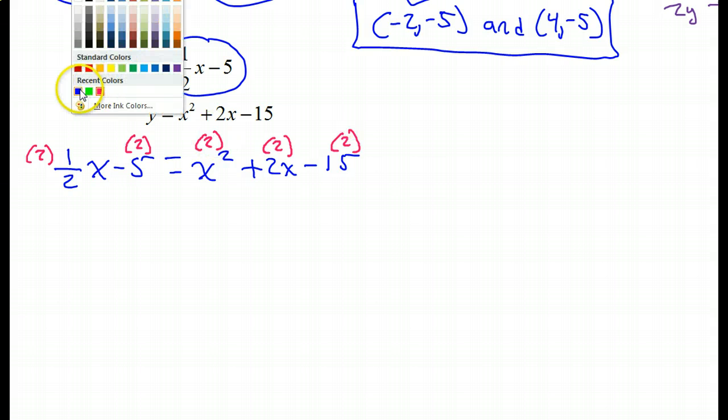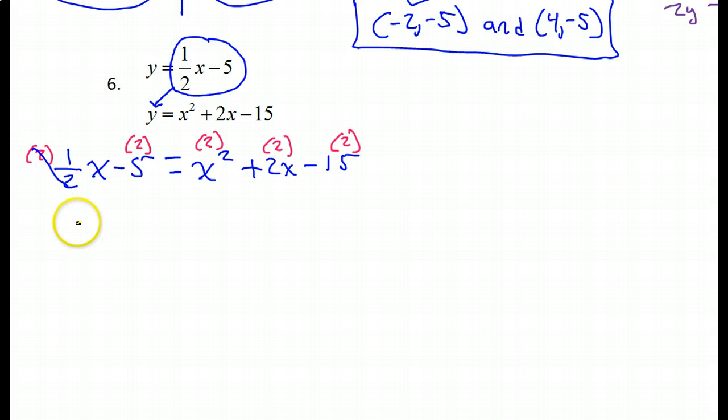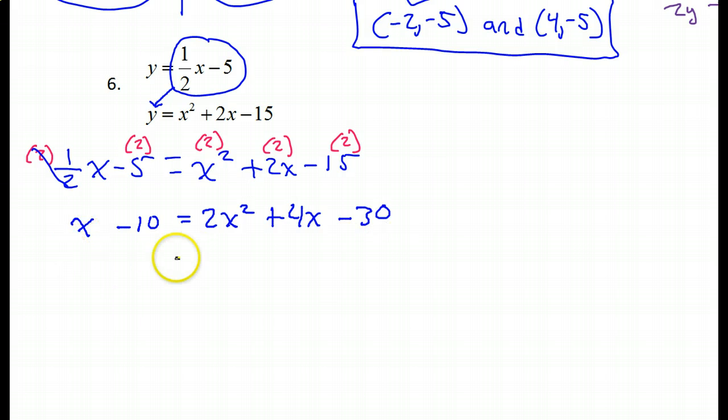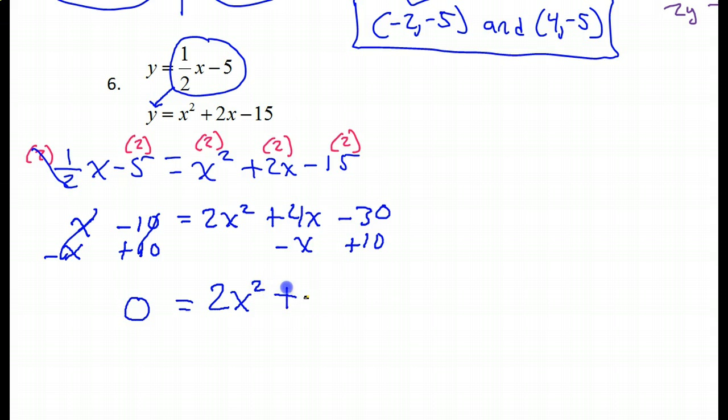If I multiply everything by 2, then these are going to cancel. So I will just have x, but then I'll have minus 10, and then 2x squared, and then 4x, and then 30. So I'm just going to get everything over there this time. So minus x from both sides, plus 10 on both sides. So that's going to give me 0 equals 2x squared plus 3x minus 20.